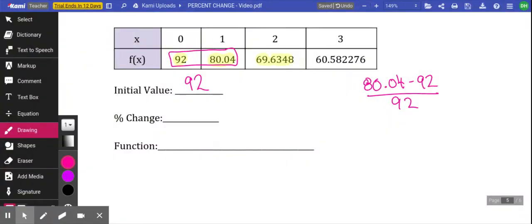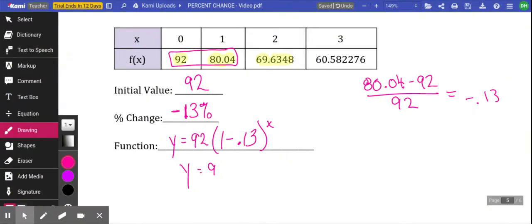So I'm going to get negative 13%. Oops, we've already moved the decimal. All right, because that was negative 0.13, and so we'll need negative 13%. So as a function, I've got 92 and then 1 minus 0.13 raised to the x. Or in other words, that's going to be 0.87 if I subtract them.